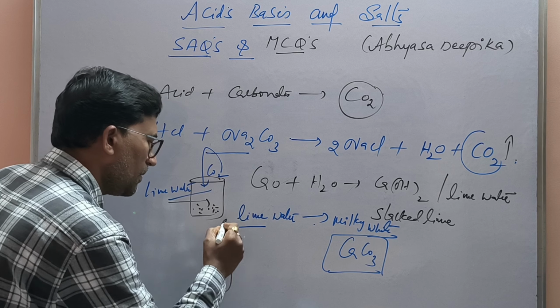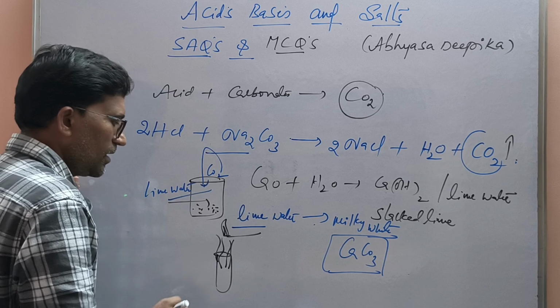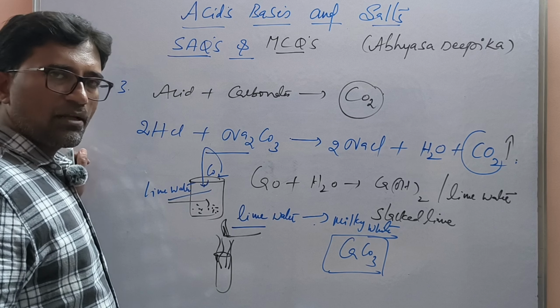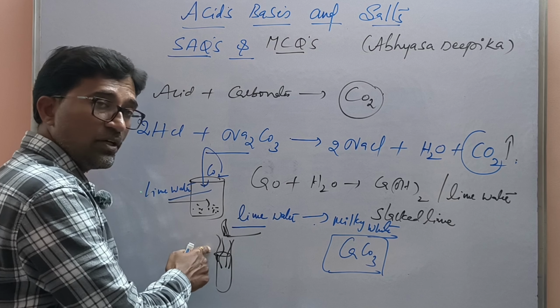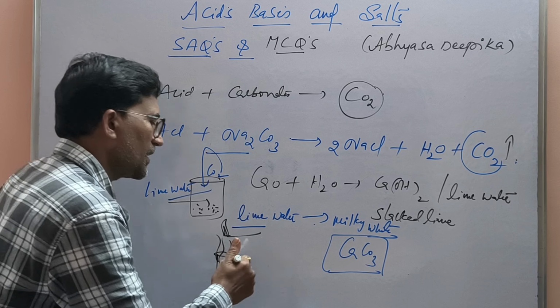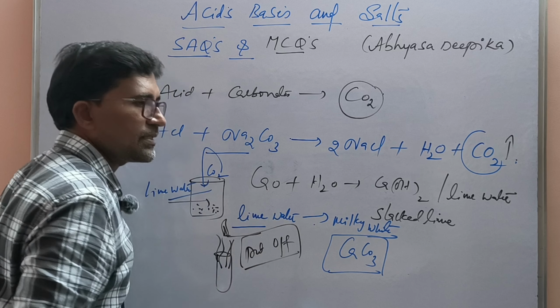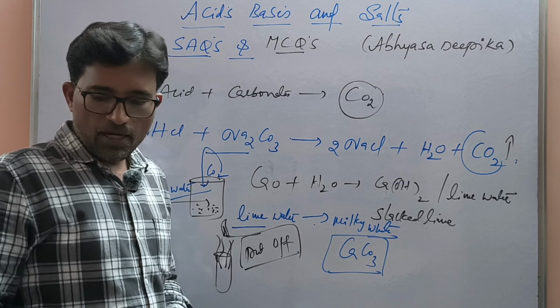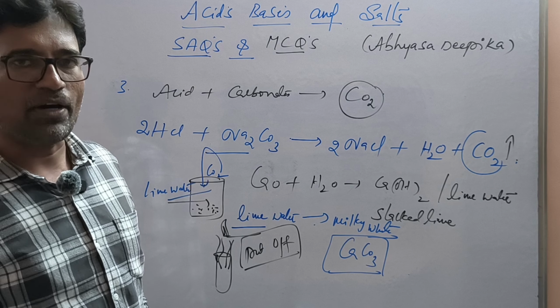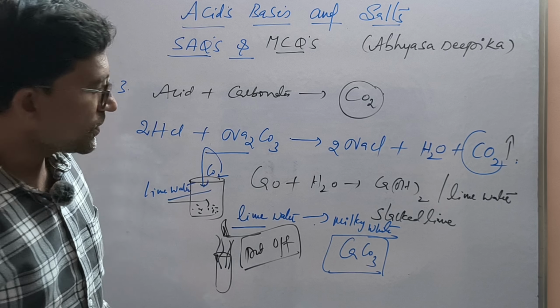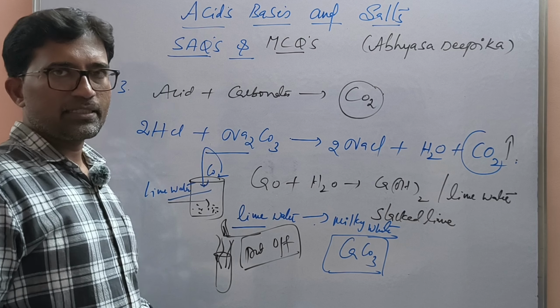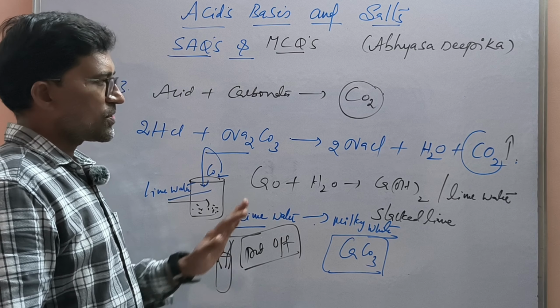If you keep a burning matchstick, or a burning candle, or a burning splinter in the presence of carbon dioxide gas, it puts off. Puts off means carbon dioxide gas extinguishes the fire. That is one more test for carbon dioxide gas. Okay, I hope you understood this.